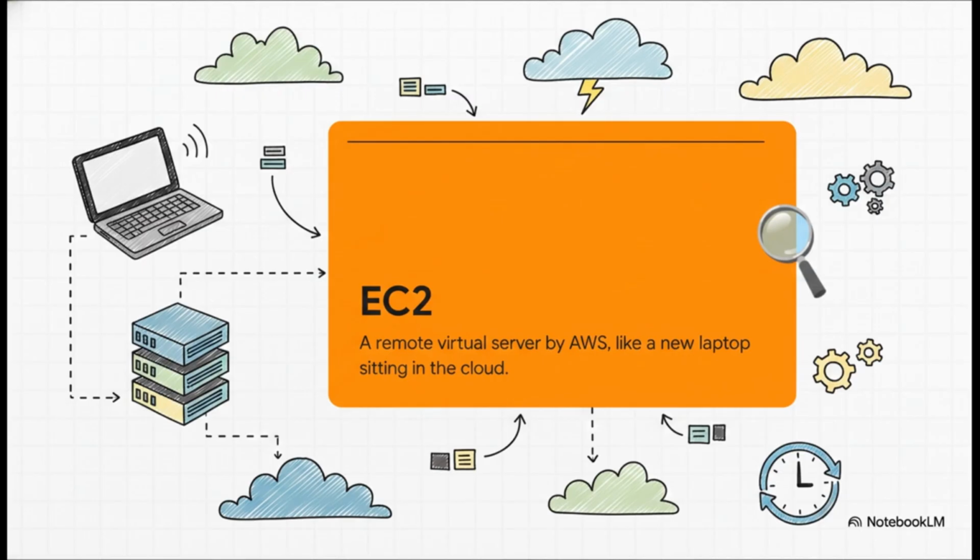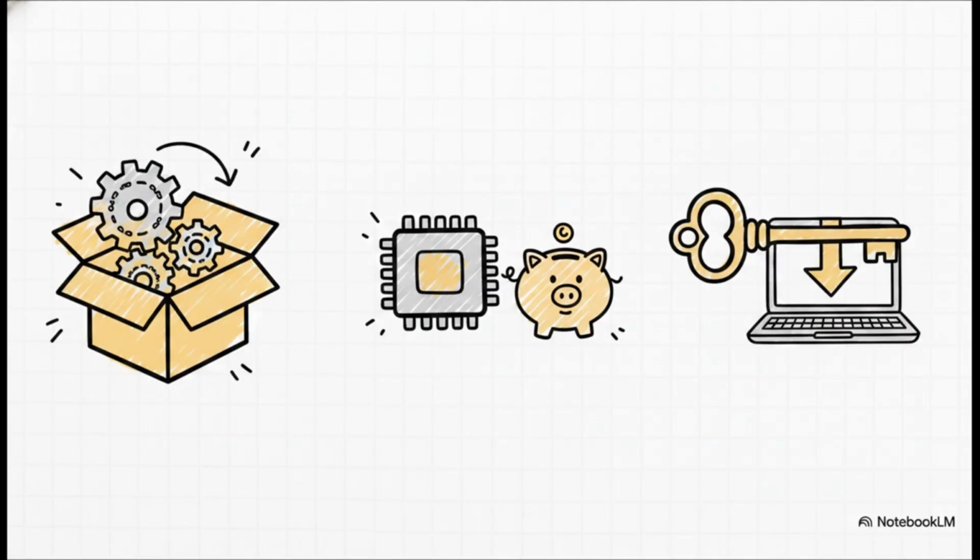data center somewhere. You get to pick its operating system, how much memory it has, its processing power, and then you just rent it by the hour. When we go to launch our instance, we just have to make a few quick configuration choices. We're going to select Ubuntu Linux as our operating system.